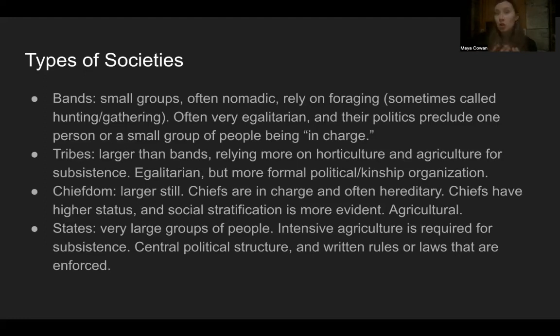Tribes are larger than bands. They rely more on horticulture and agriculture for subsistence. You don't have to know what horticulture is, but what it means is, and it's kind of a nonsense distinction, but it basically means instead of agriculture, which is considered more intensive, you are changing the natural environment in some way in order to increase the production of food. So you might call Garry Oak Meadows something like horticulture.